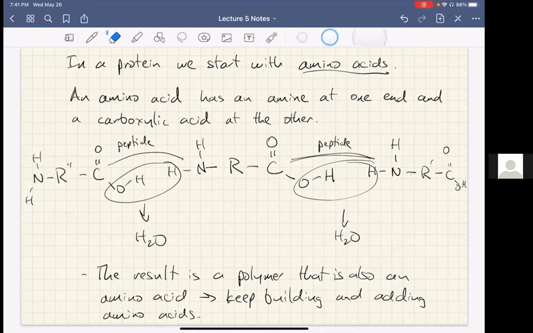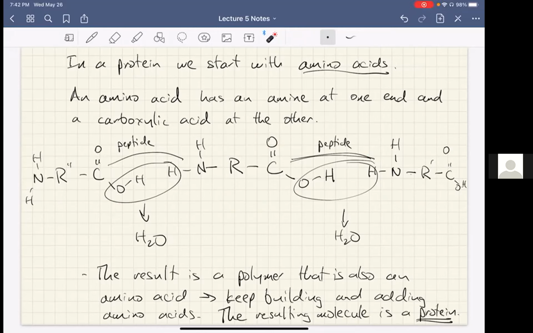The resulting molecule is a protein. So that's basically how you form a protein. A protein is a polymer that is formed by groups of amino acids. And basically what you can do is you can chain together any sequence of these amino acids in a custom way.